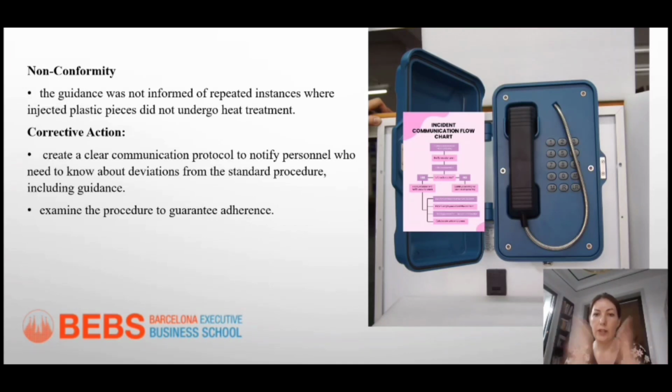As you see in this picture, there's a communication flow chart. Maybe this would look like an emergency phone nearby that the workers can use to notify, and look at the chart to know who to notify in a case like this, so that the proper examination can be made to guarantee adherence.